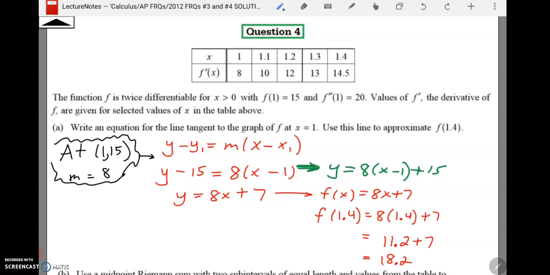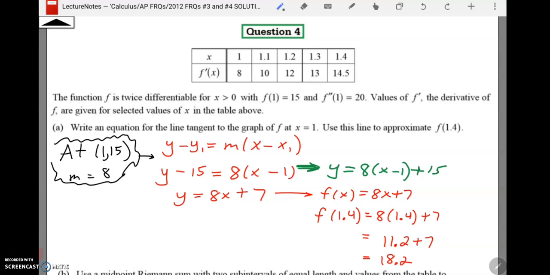And so they want you to use the tangent line to approximate the curve. See, we don't have the curve. We don't have f of x. We have a bunch of derivatives from the table. So I plug 1.4 into the tangent line, and using the green equation, it's almost easier because 1.4 minus 1 is 0.4, and 0.4 times 8 is 3.2, and 15 plus 3.2 is 18.2. So you get that same answer either way.